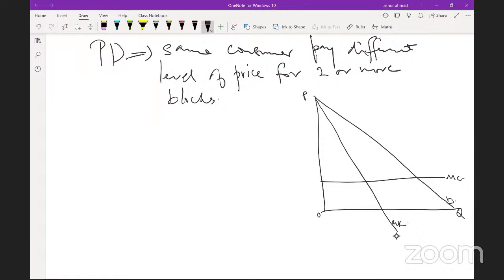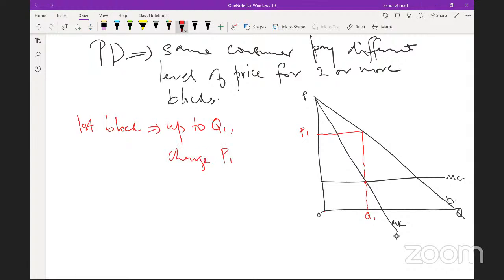So what the blocking here means, for example, the first block will always be where MR equals MC. So this gives the first price and the quantity. The first block means from quantity 0 up to Q1, charge price P1. From 0, 1, 2, 3 up to Q1, the consumer pays P1. The firm charges from 0 to Q1 at a price of P1.